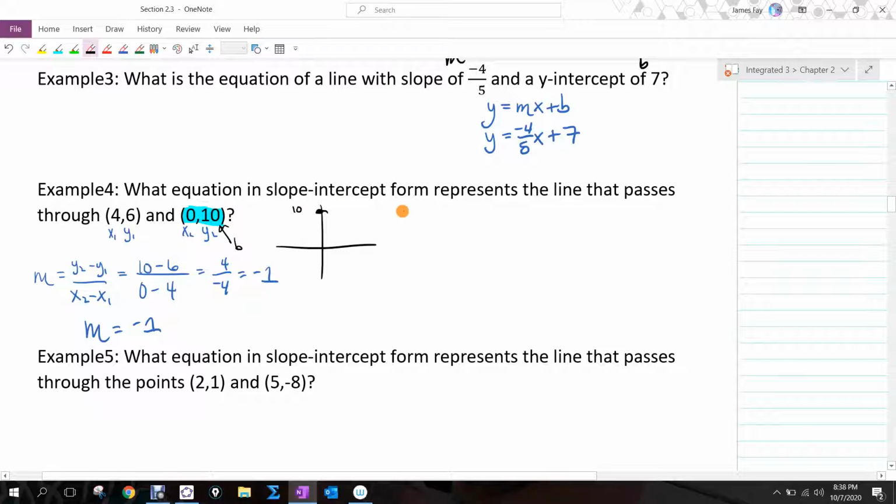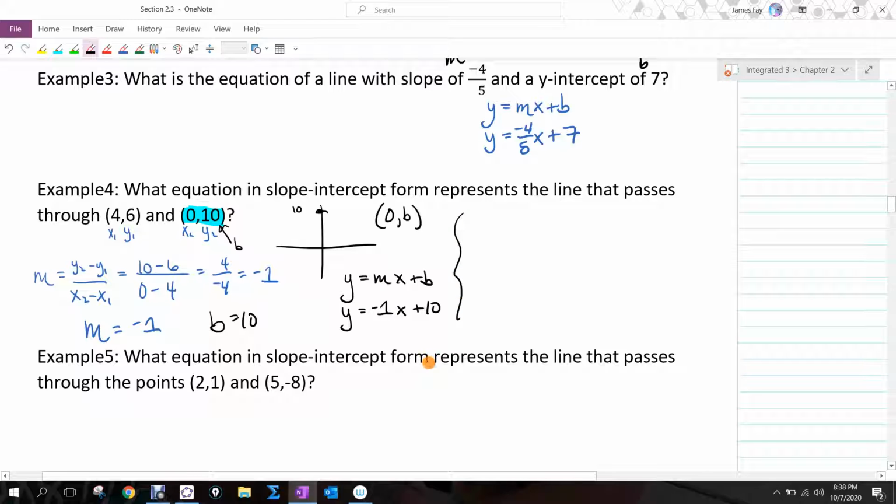Okay. Every y-intercept, if we want to think about it this way, is going to be 0, comma, whatever the b term is. So whenever you see a 0, comma, whatever, then that whatever, in this case it's 10, is going to be your y-intercept. So b is 10. So now if I want to rewrite my equation, I go y equals mx plus b, but m was -1, and b is +10.